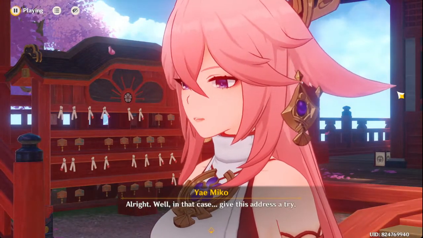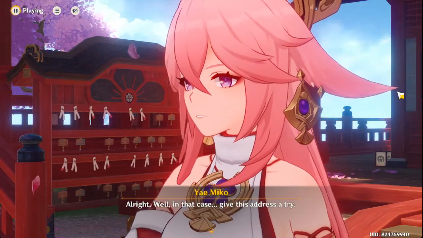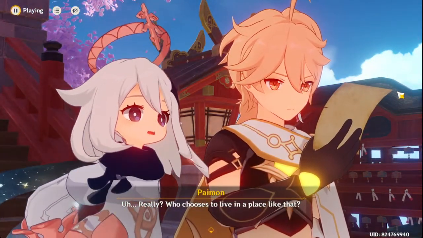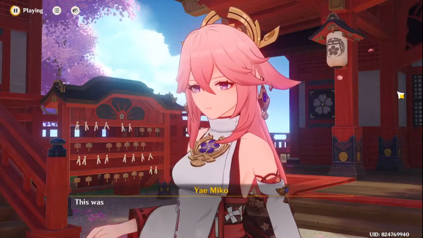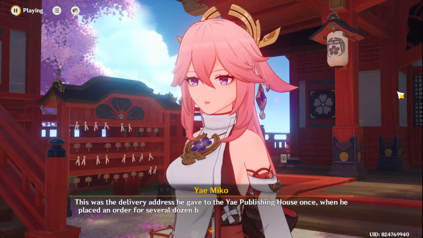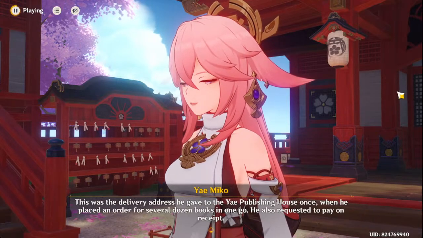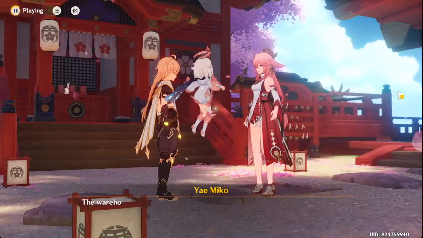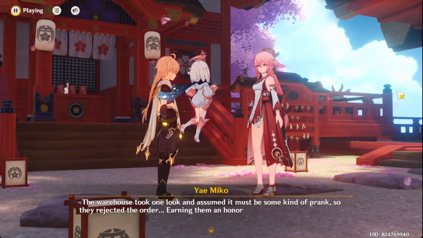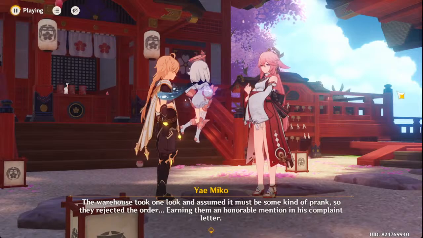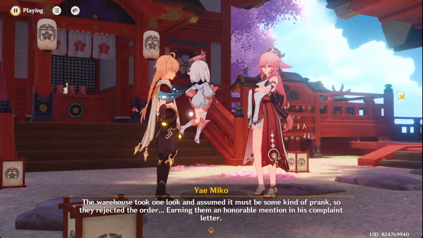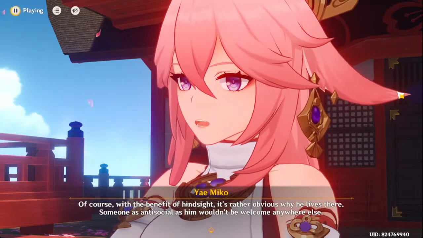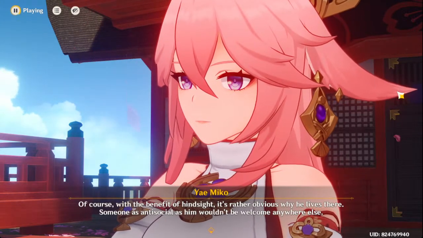All right. Well, in that case, give this address a try. Really? Who chooses to live in a place like that? This was the delivery address he gave to the Yai Publishing House once, when he placed an order for several dozen books in one go. He also requested to pay on receipt. The warehouse took one look and assumed it must be some kind of prank, so they rejected the order, earning them an honorable mention in his complaint letter. Of course, with the benefit of hindsight, it's rather obvious why he lives there. Someone as antisocial as him wouldn't be welcome anywhere else.